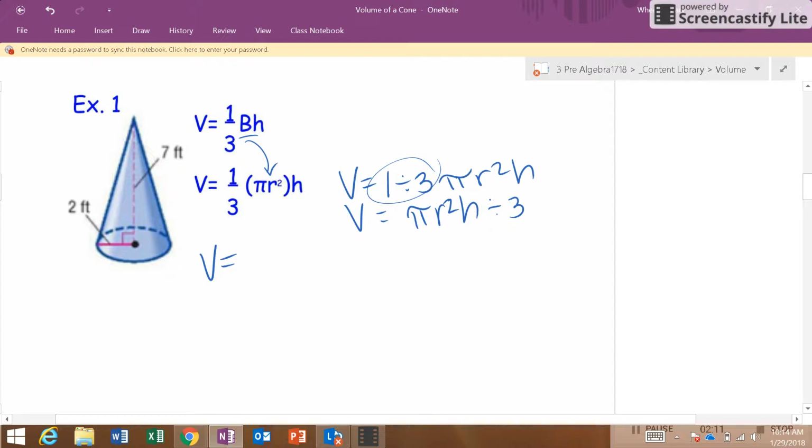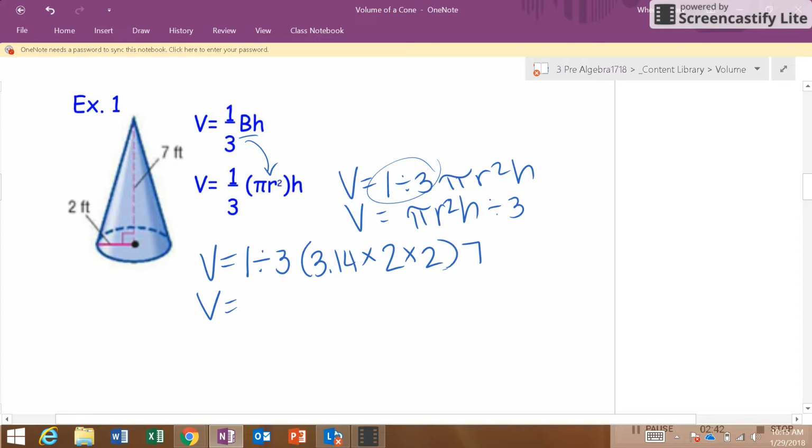So here we go. I'm going to start with my formula, 1/3 pi r squared h, but I'm going to type in 1 divided by 3 for my fraction out front. Pi I'm going to replace with 3.14. Radius times radius, 2 times 2. And the height of that one is 7, so times 7. You do not have to use those parentheses. It's just separating the area of the circle times the height. So don't feel like you have to have those parentheses.